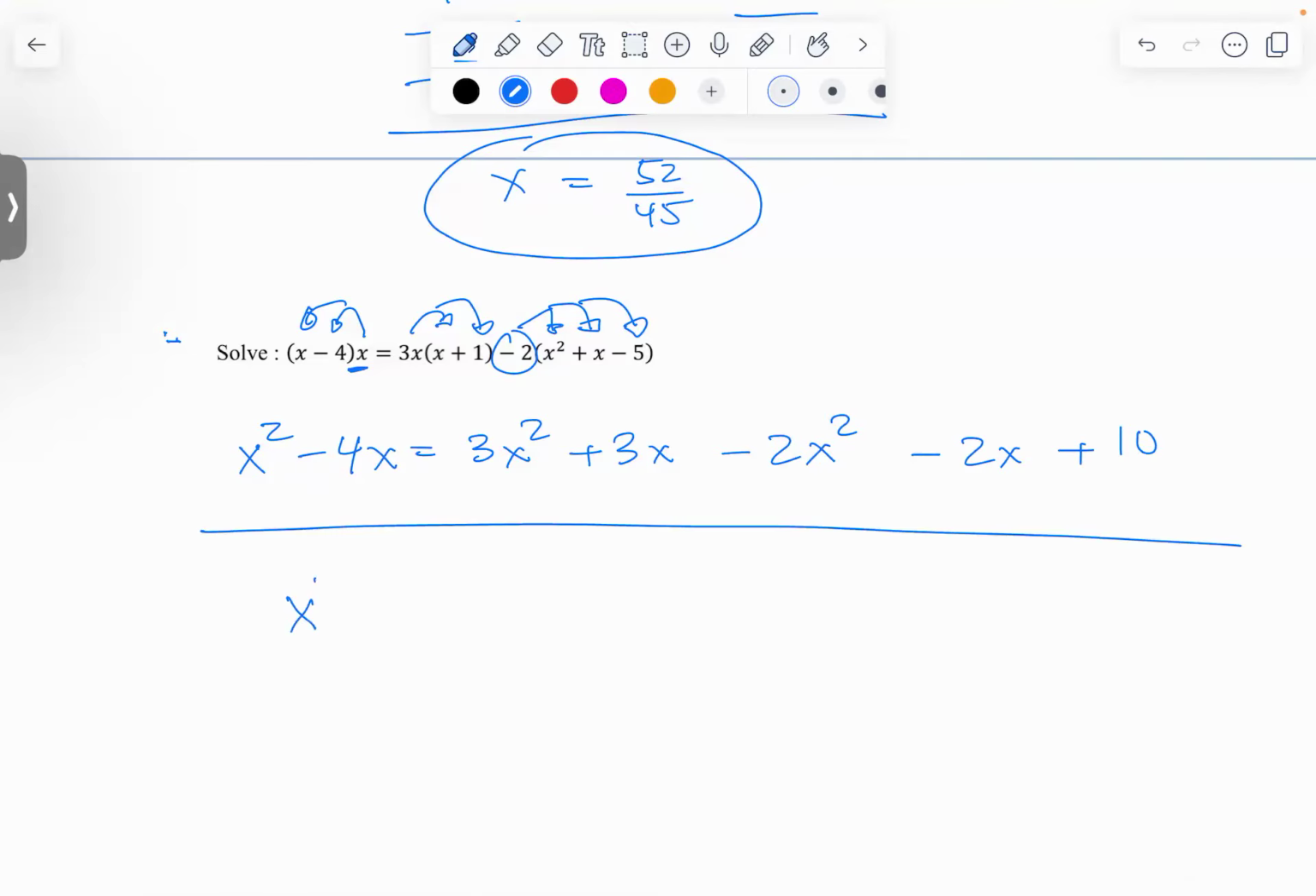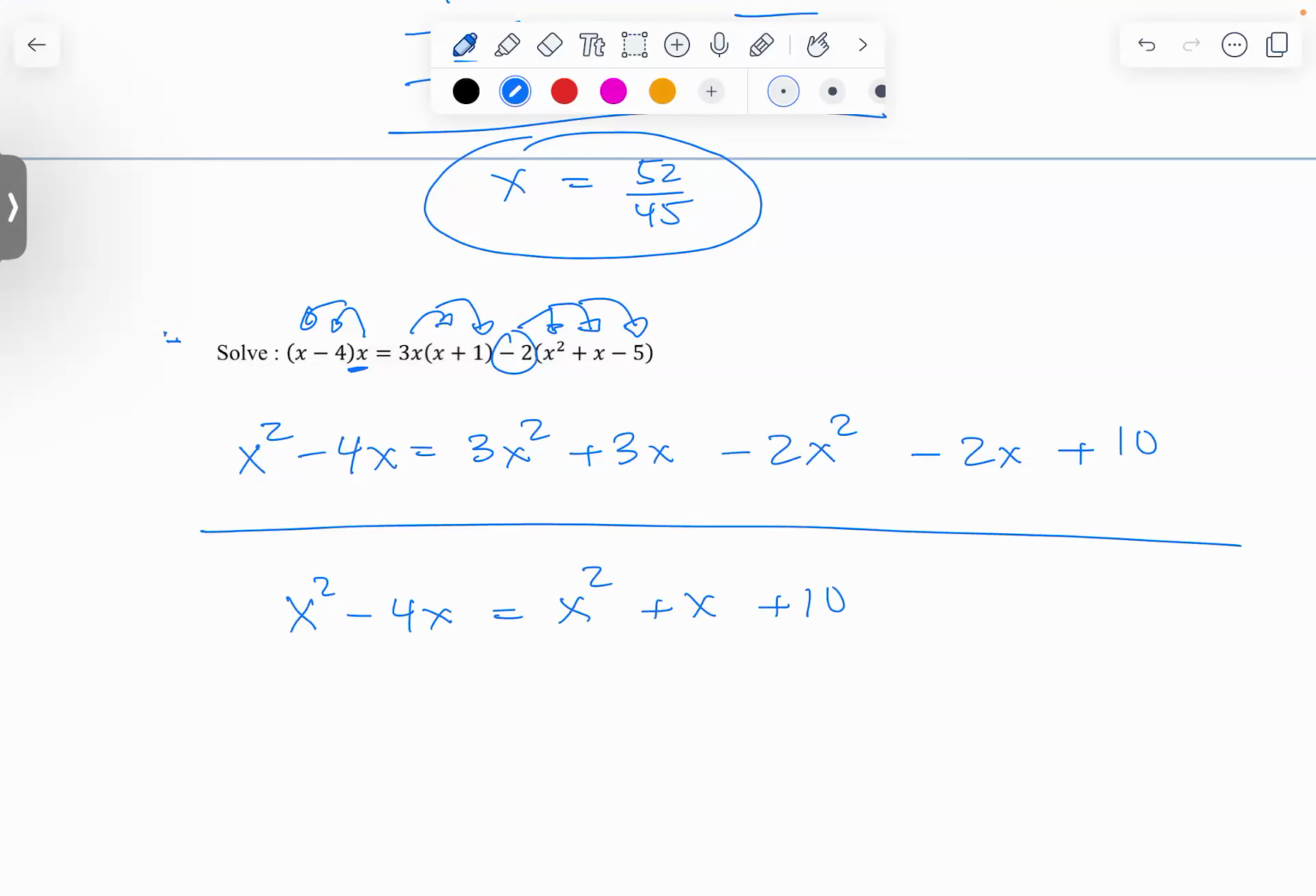Well, the left side is pretty easy. x squared minus 4x. Those do not cancel. All right, make sure you understand the concept of like terms, and x squared and 4x are not like terms, which means they cannot combine together. All right. Then notice I have 3x squared and negative 2x squared. Those can combine to be x squared, 3x and negative x. That makes x, and then plus 10.